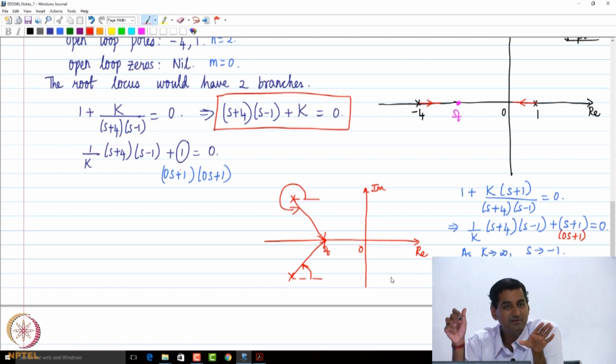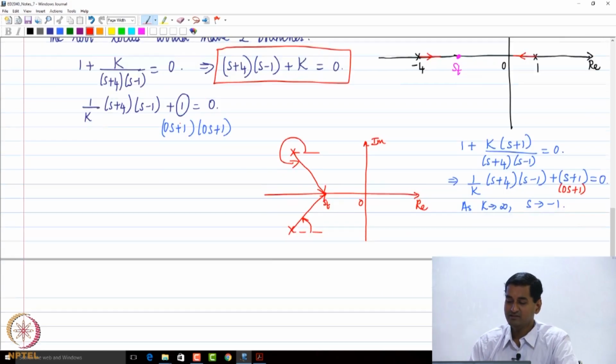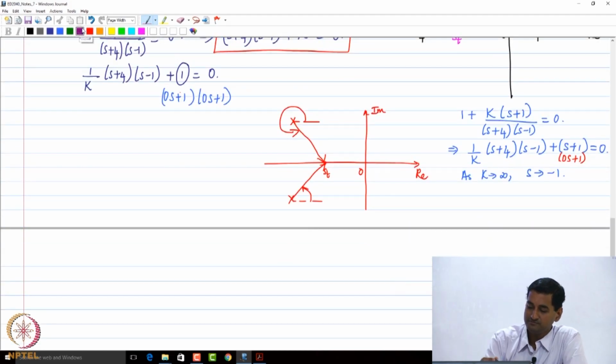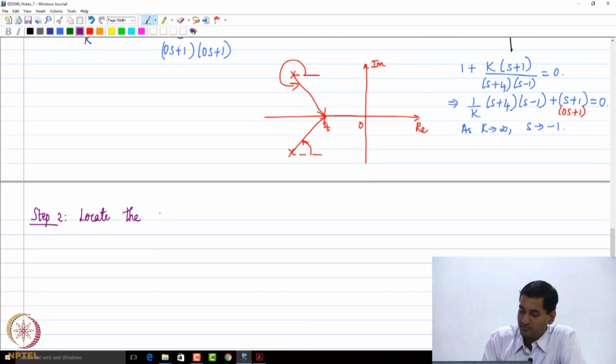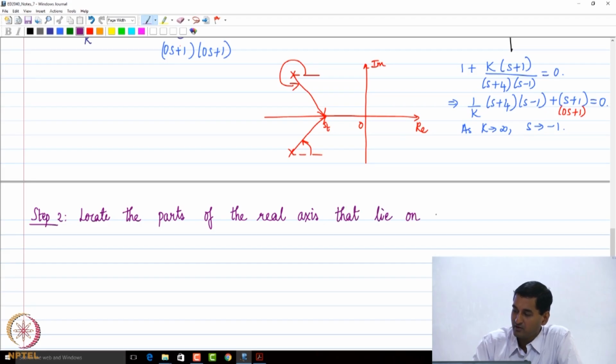That is why we are only going to consider real open loop poles and real open loop zeros for step 2. So step 2 is to locate the paths on the real axis that lie on the root locus.